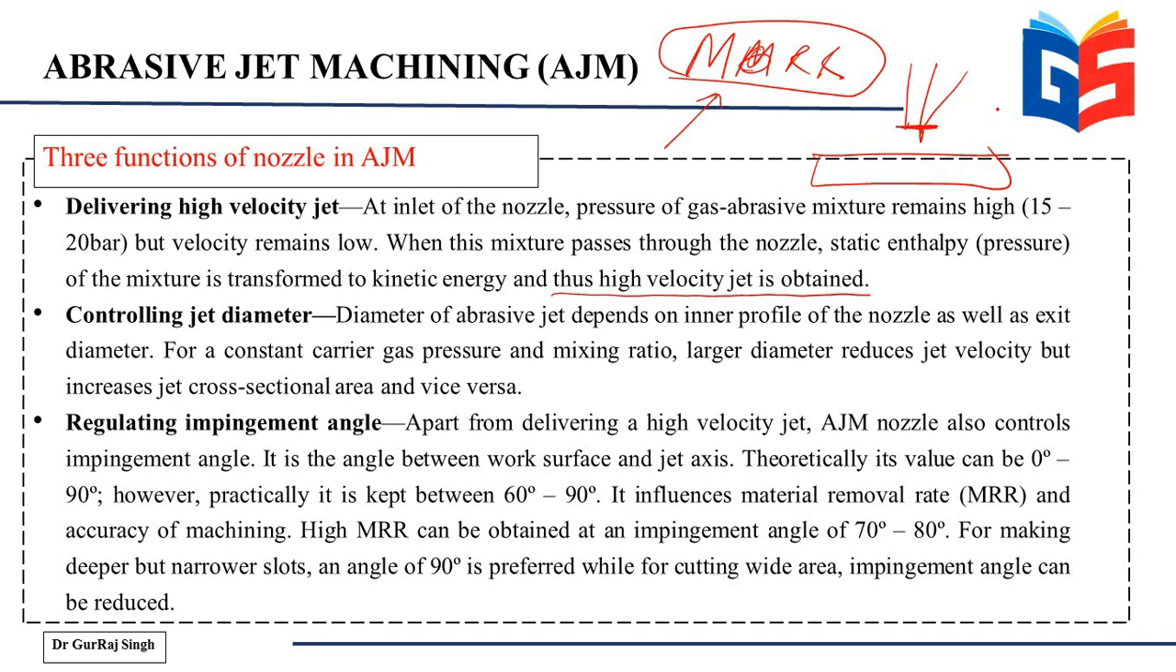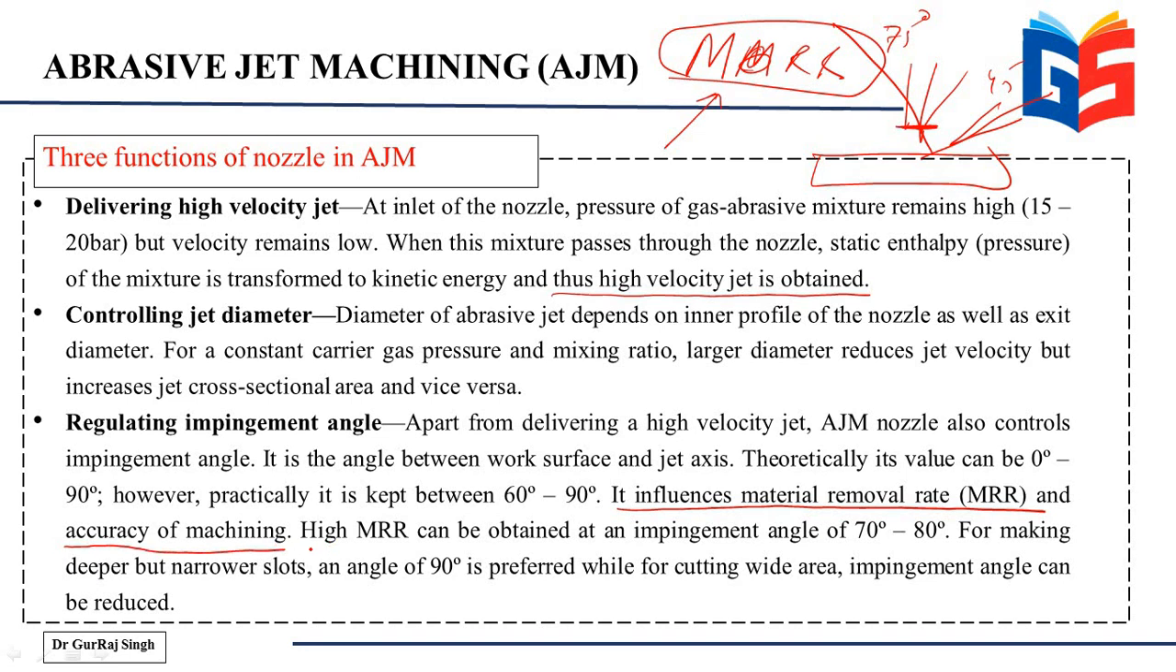But there are cases where the nozzle can be aligned at this angle, somewhere around 45, or at an angle of around 75 degrees. So what will happen? Your material removal rate will vary. Normally it influences the material removal rate and the accuracy of machining. So this is the most important aspect while considering your impingement angle.